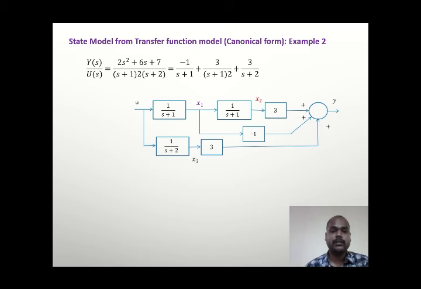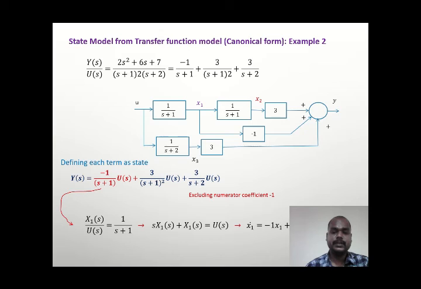It will take a little bit of practice to convert into this form, and you can always pause the slide and have a look and try to understand. And the last term is here, 3 upon s plus 2, so U times 1 upon s plus 2 times 3. The middle term between the first order transfer function and the constant will be the state. So this is x3.